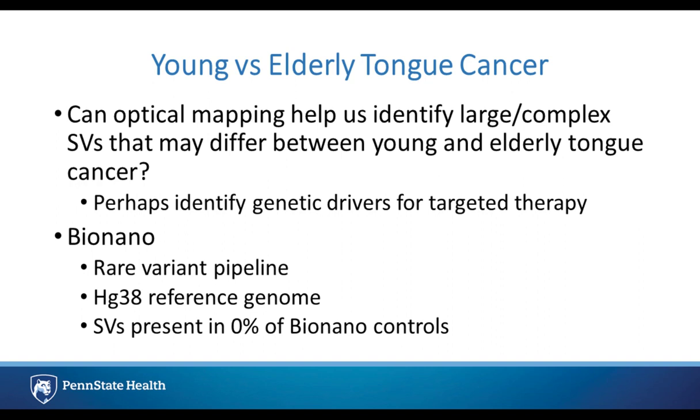Sequencing is quite good at detecting smaller events, but for larger and more complex structural variants, it can sometimes miss them or be hard to interpret them. And so using this different technology, we can get a different view of the cancer. And perhaps we can identify genetic drivers that can improve our therapies.